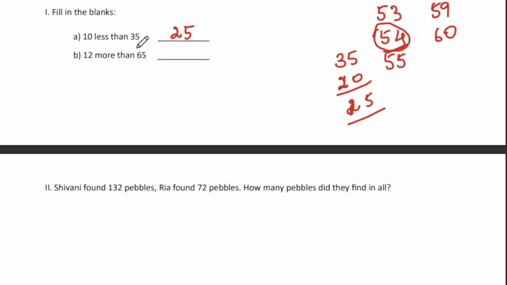Okay. Next, 12 more than 65. So 12 more than 65. So 65 plus 12. 6 plus 2 is 7... 6 plus 1 is 7. So 77. Okay. Next.